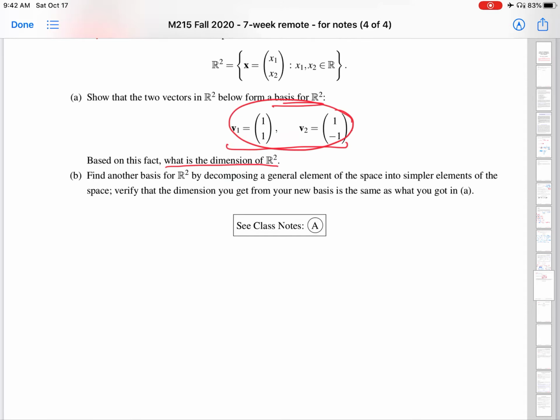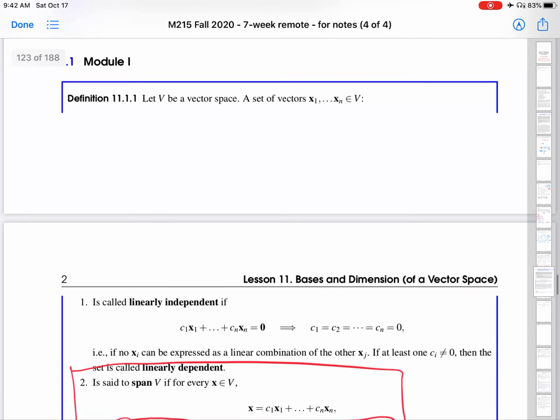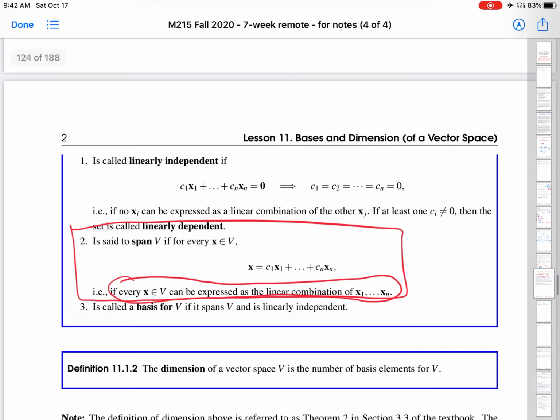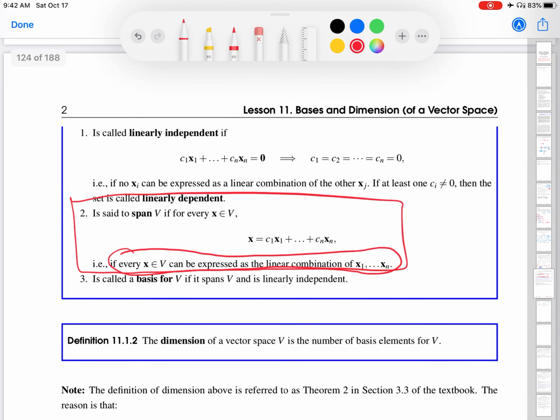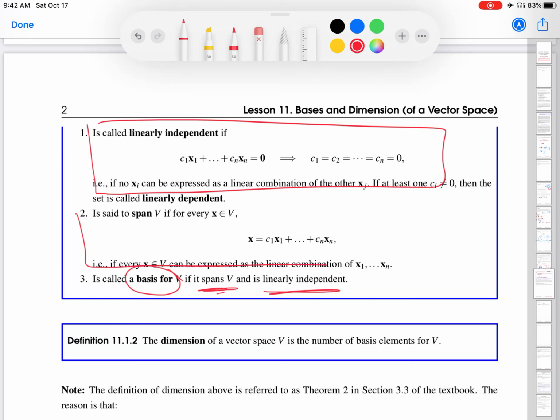So what does it mean for a set of vectors to be a basis? Well, here is the definition. Let me clear things up here so we can focus a little easier. A set of vectors is called a basis if it spans and is linearly independent. Okay, so there are two things to check: linear independence and span.